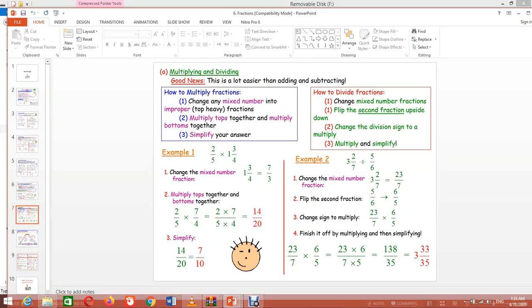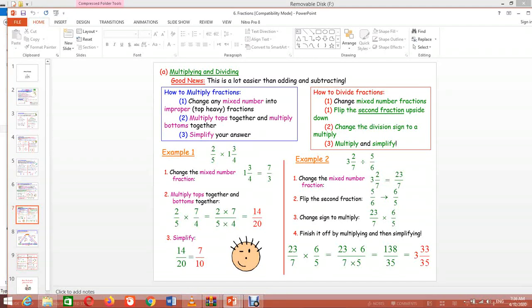So 23 over 7 multiplied by 6 over 5. We multiply the tops. 23 multiplied by 6 is equal to 138. And 7 multiplied by 5 is equal to 35. So we have 138 over 35. 35 will go into 138 3 times. That gives us 105.